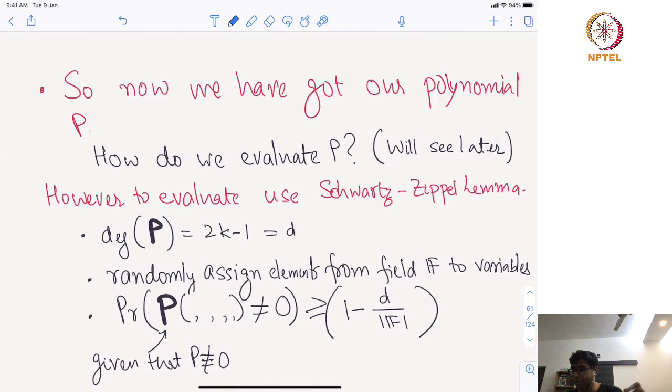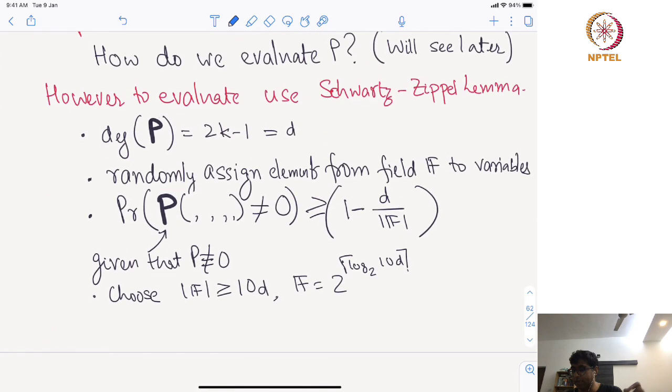However, to evaluate, we are going to use the Schwartz-Zippel Lemma. So what is the degree of this polynomial? It's just 2k minus 1, right? Because look at any monomial, it consists of k vertex variables and k minus 1 edge variables. So 2k minus 1. Okay. So what are we going to do? Randomly assign elements from field F to variables such that the probability of P being not equal to 0 is at least 1 minus d over |F|, given that P is not identically equal to 0. So this is what we are going to use.